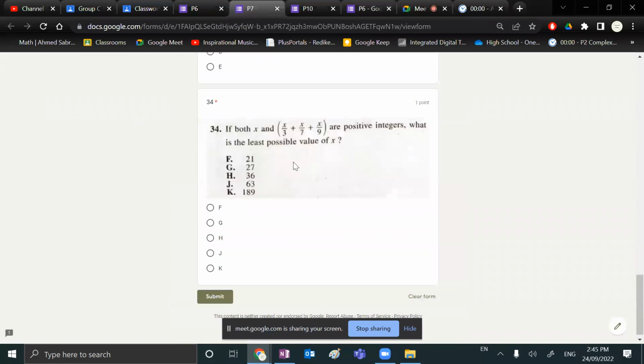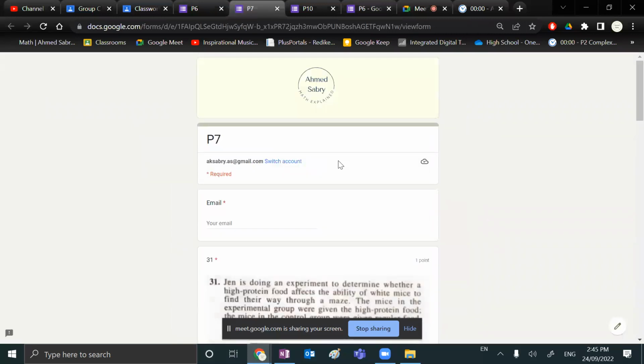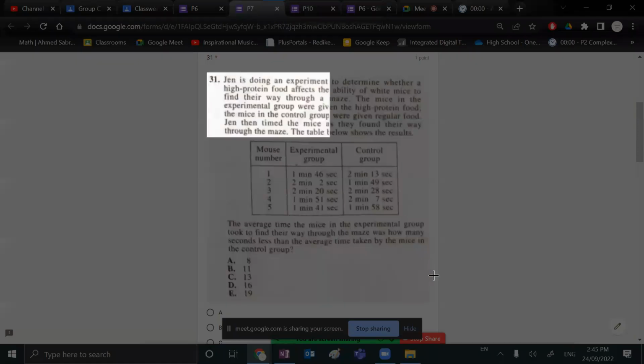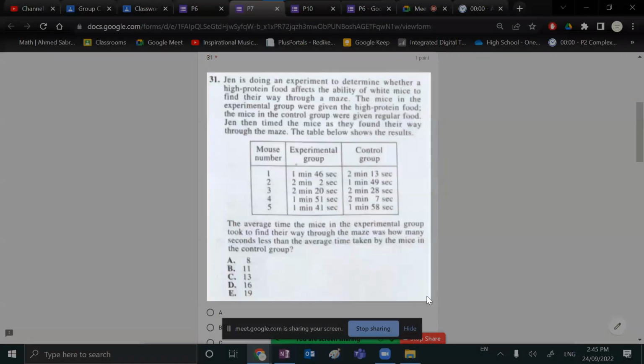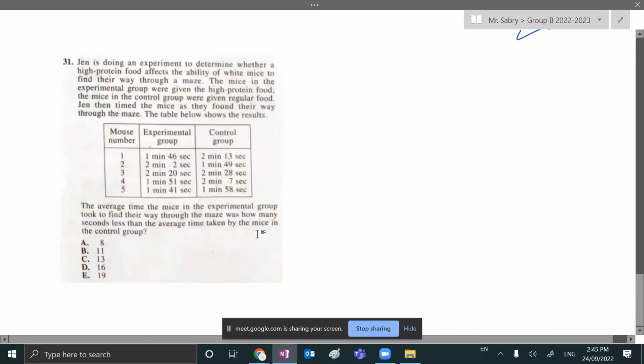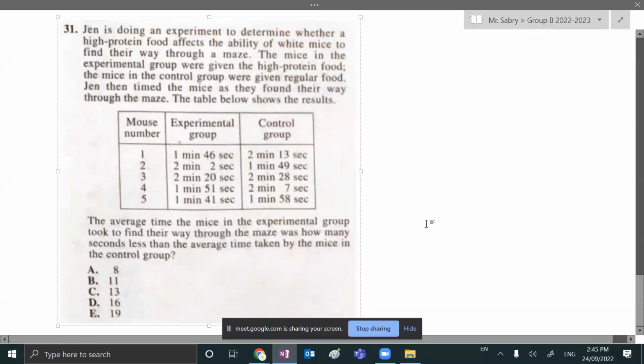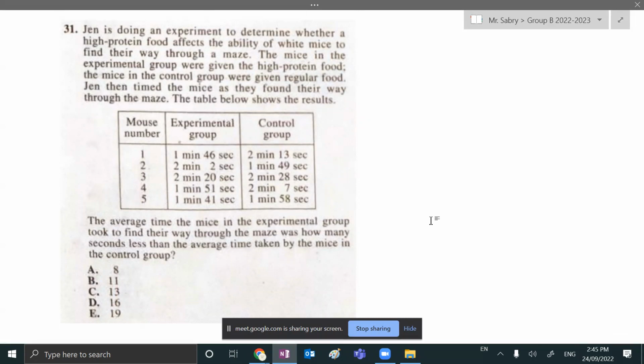Now if we go for P7. P7 has too many different topics and various types of questions, but they're all important. One of them, which is this one, is actually a pretty easy question if you know how to use your calculator the right way. If not, then it's still easy, it's just long.